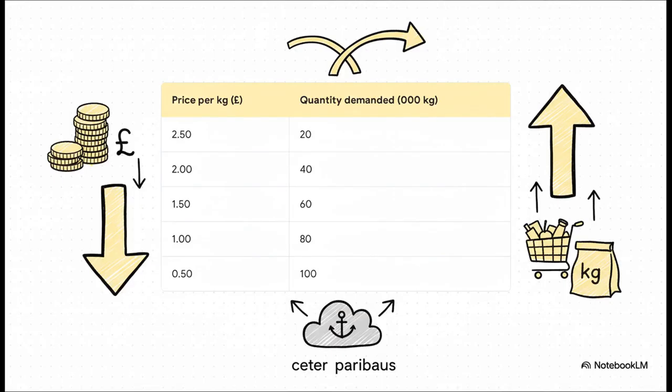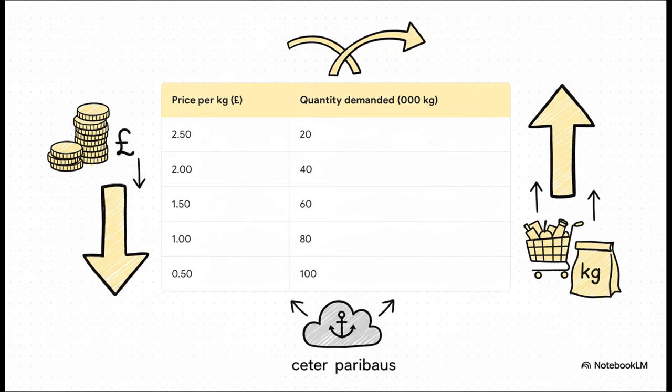What you're looking at here is a demand schedule. It's basically the raw data that we use to draw the demand curve. Now, just look at the relationship. At a high price, say £2.50, only 20,000 kilograms are demanded. But as that price drops, look what happens. The quantity people want to buy shoots up. This inverse relationship is fundamental.